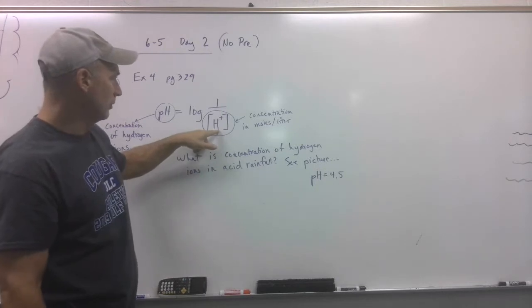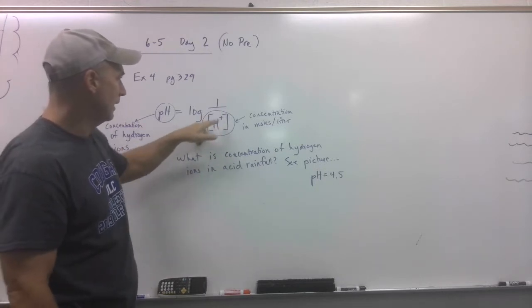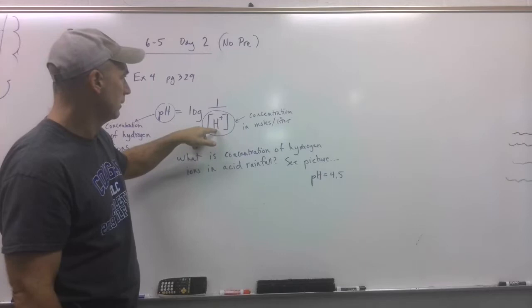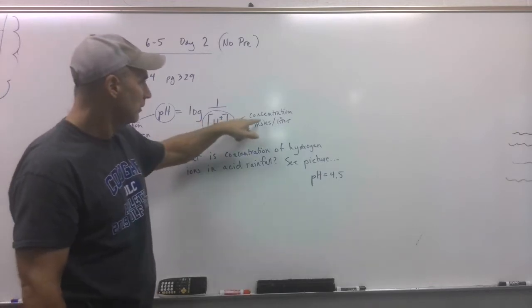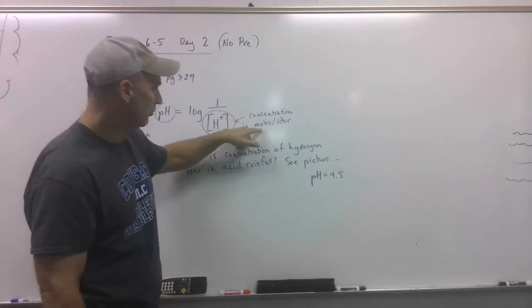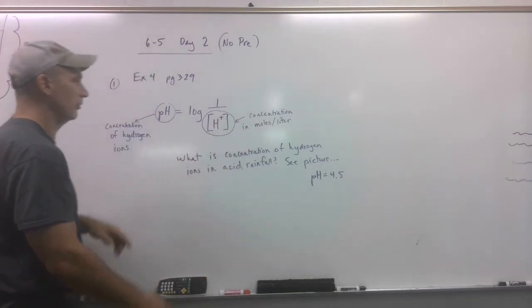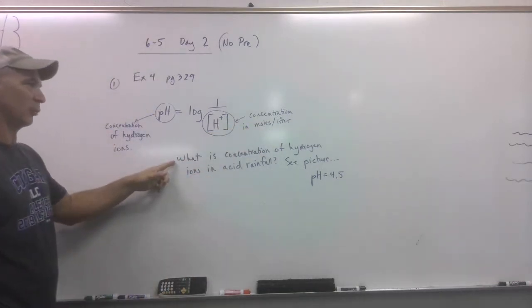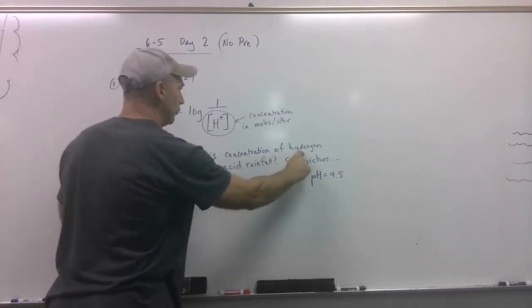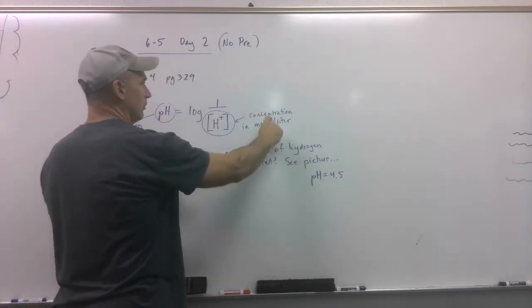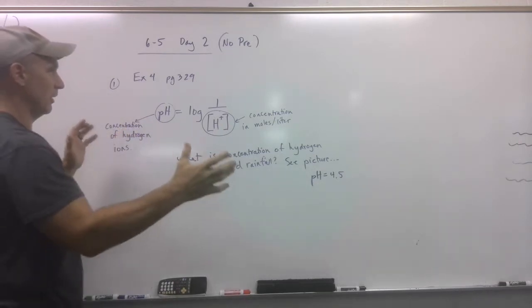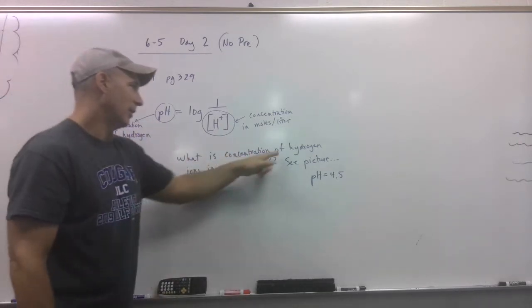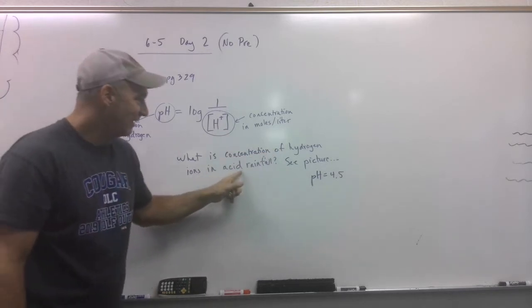This symbol right here, which is kind of crazy, got a bracket and an H for hydrogen with a plus, a little chemistry symbol there, is the concentration in moles per liter. So now let's look at this question. It says, what is the concentration of hydrogen? Now look, this word is concentration, this word is concentration. So it's like, ooh, which one am I trying to find? Well, it says of hydrogen ions in the acid rainfall.